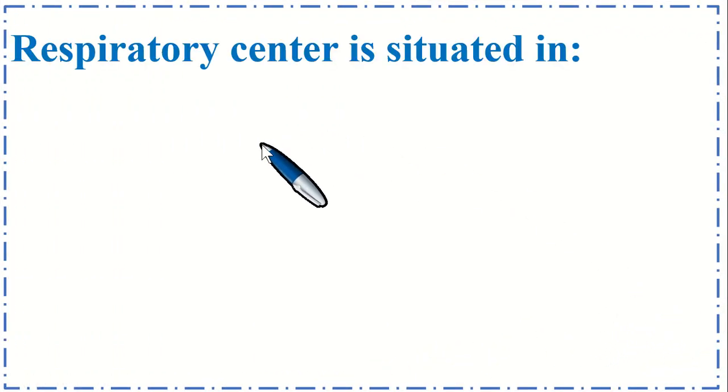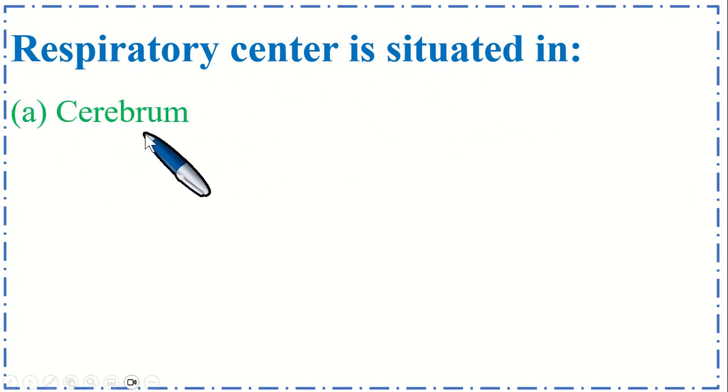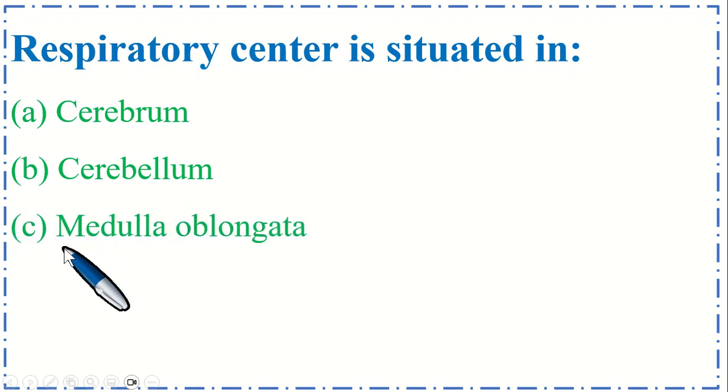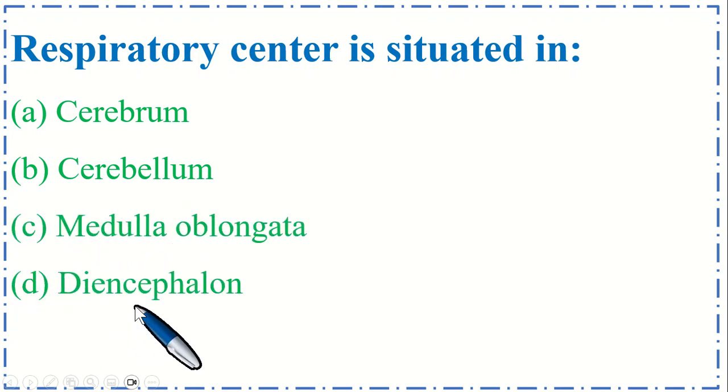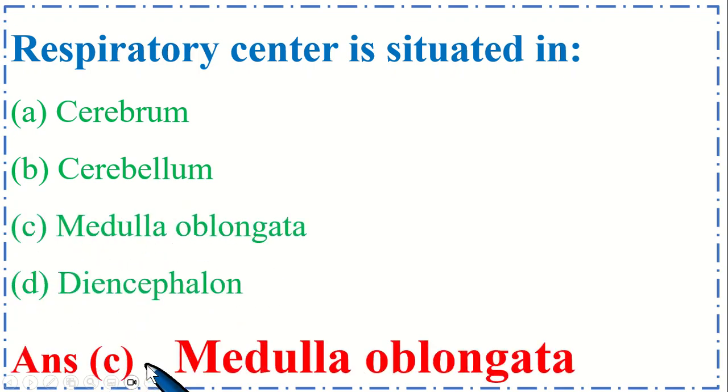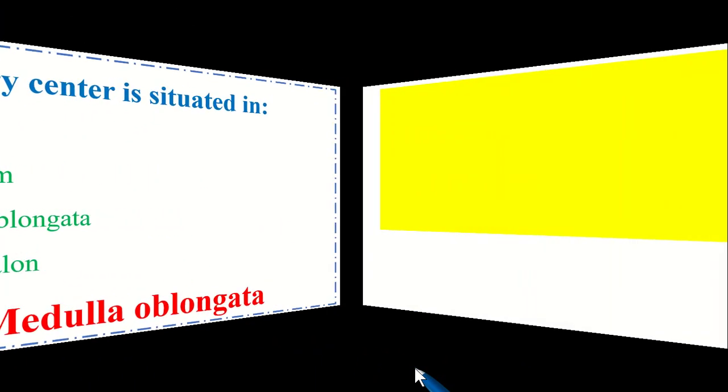Dear students, this is very important MCQs. Respiratory center is situated in option A cerebrum, B cerebellum, C medulla oblongata, and option D diencephalon. So the correct option is C medulla oblongata.